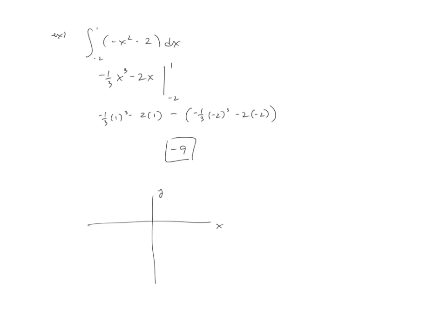We know that this is just a parabola. It opens down, shifted 2 units down. So we've got something that looks like this. And if we're interested in the interval -2 to 1, well, -2 would be maybe right here, and 1 would be right here. Notice what's happening. That -9 is giving us the area below the x-axis, hence the negative.